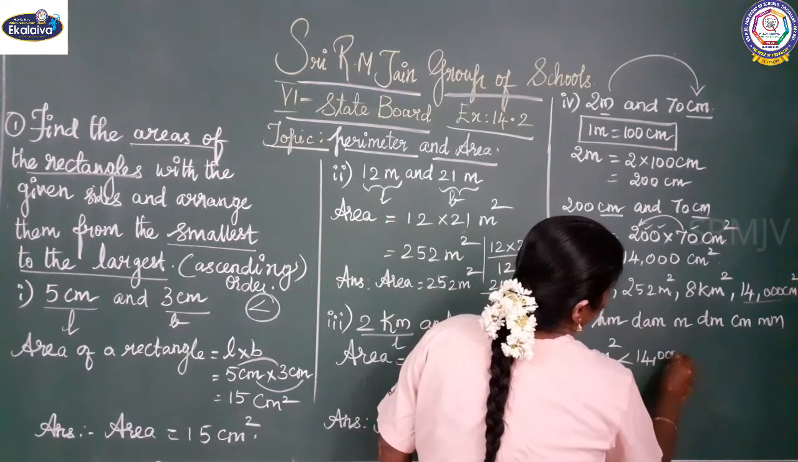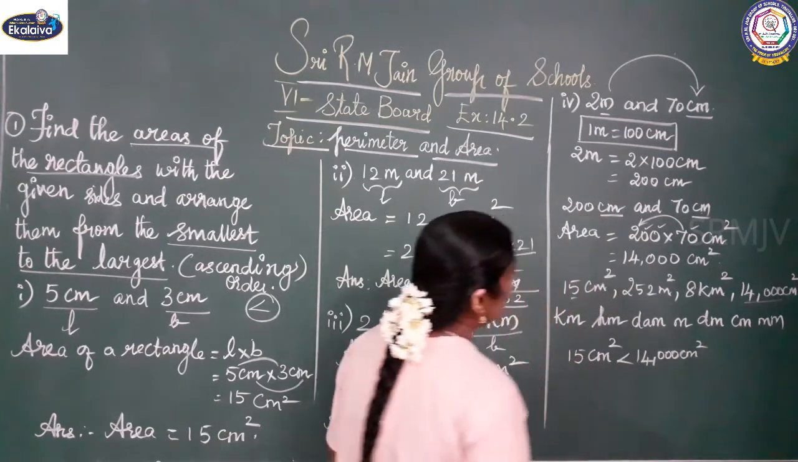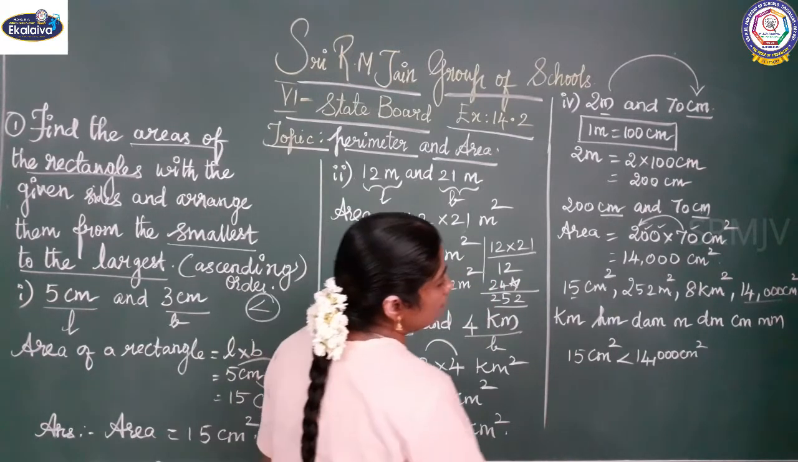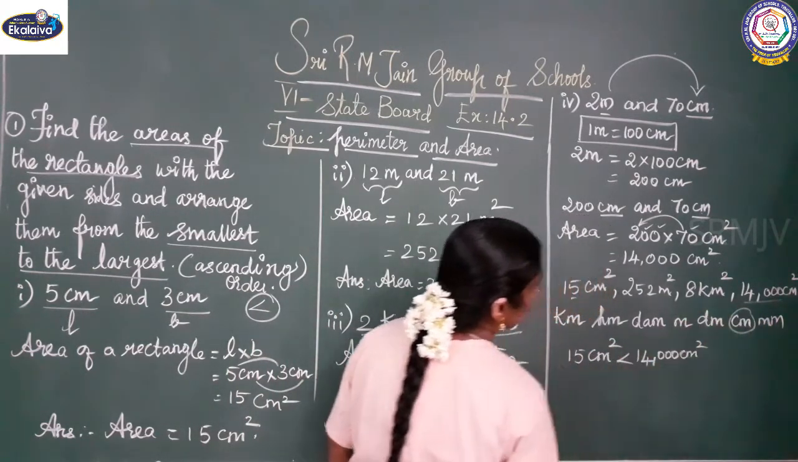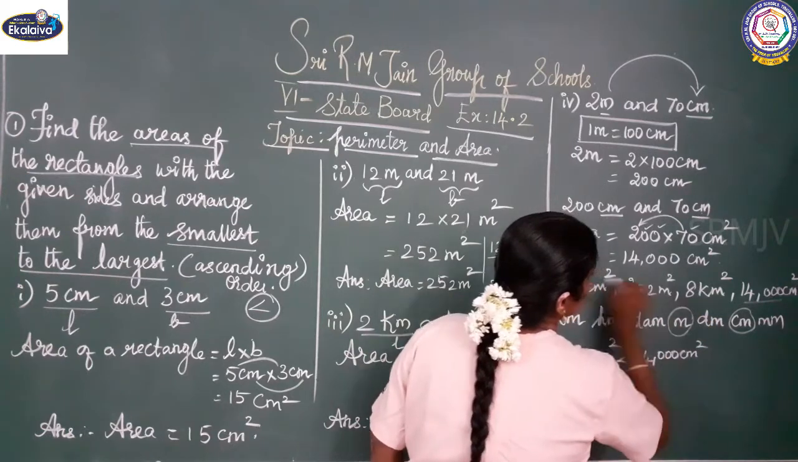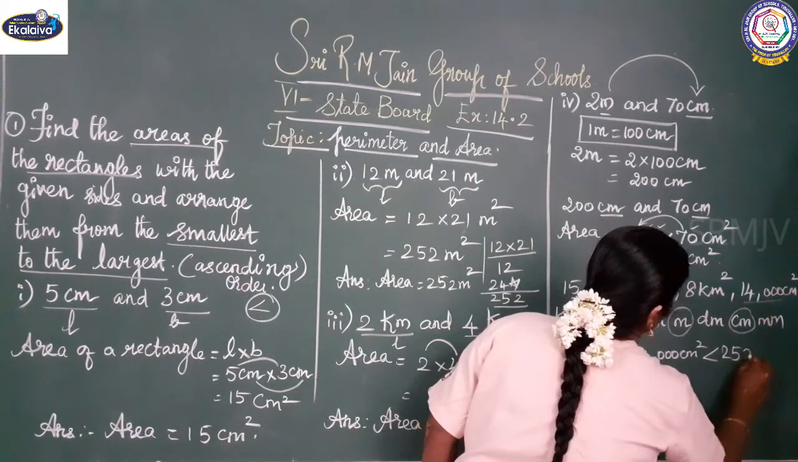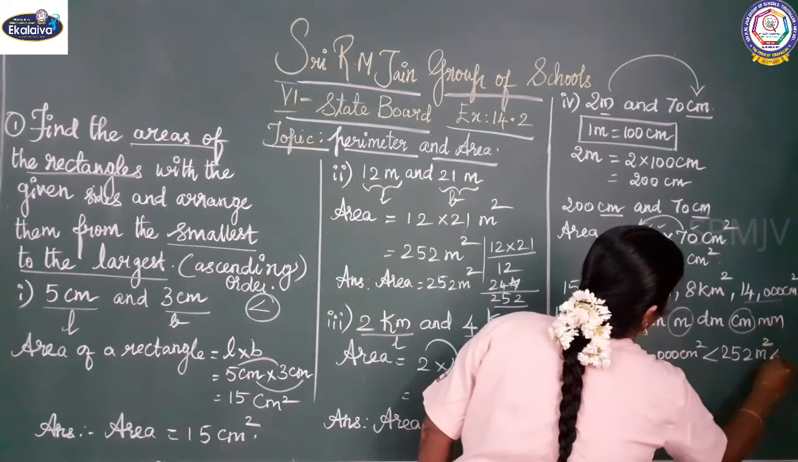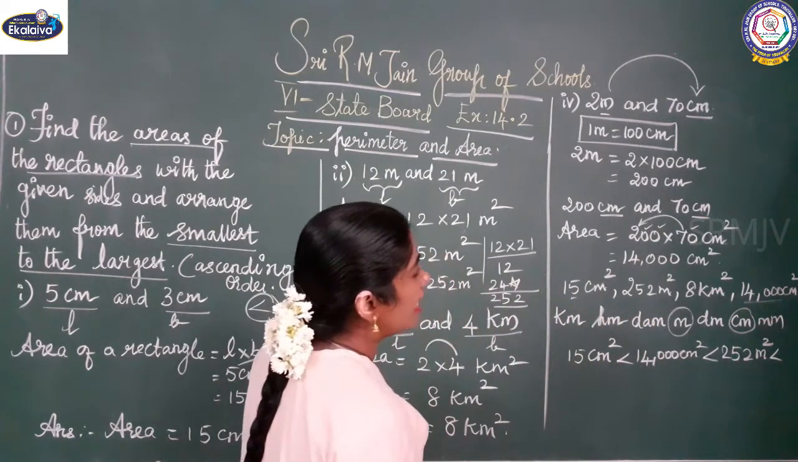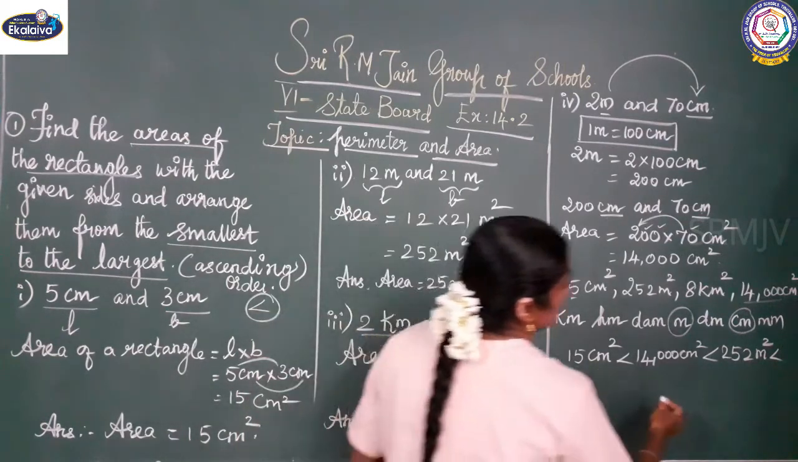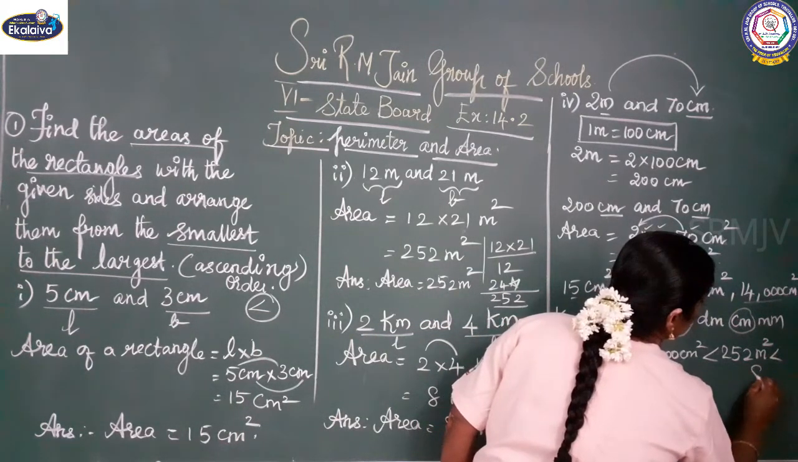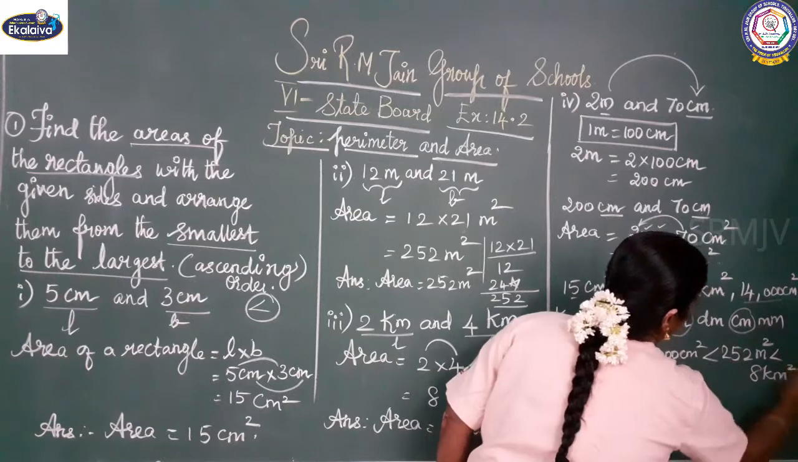14,000 centimeter square. Next, after completing the centimeter, what unit is here? Meter square, which is what? 252 meter square, less than. And finally, what is there in the kilometer? 8 kilometer square. Got it?